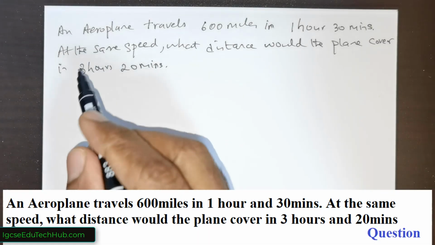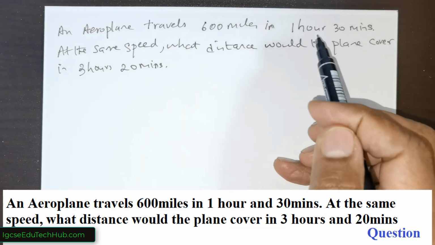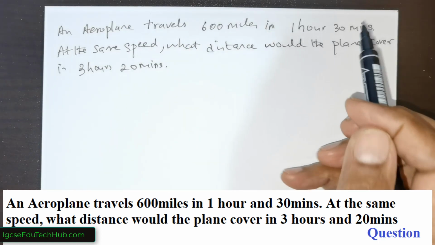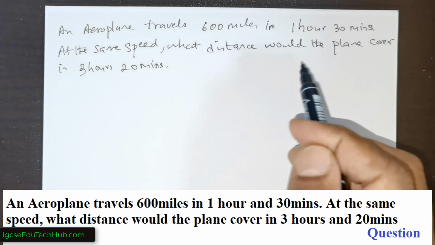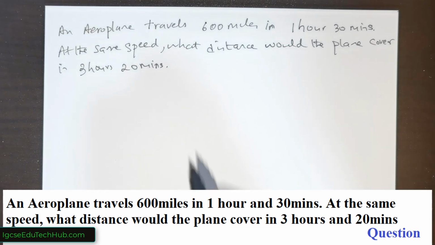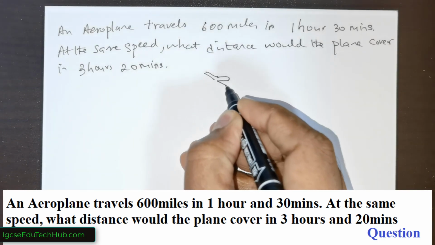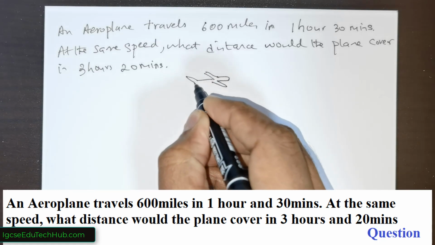We got an interesting question, students. An aeroplane travels 600 miles in 1 hour 30 minutes. At the same speed, what distance would the plane cover in 3 hours 20 minutes? So you got a plane, aeroplane. Let me draw the aeroplane.